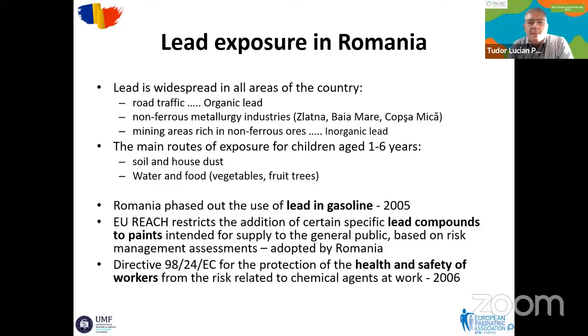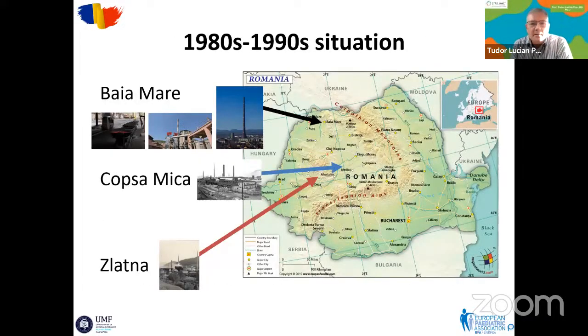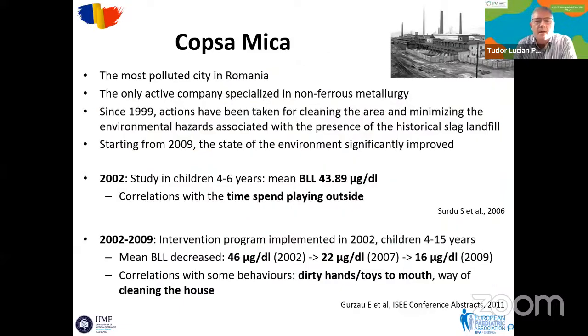Also, we had the policies and legislation for lead compounds in paints and also for the health and safety of workers in 2006. But historically, we had three main areas in Romania with a bad situation. In the north of Romania, Baia Mare, with three companies, Copșa Mică and Zlatna. These are the three hotspots for lead exposure. And I will discuss for each some data.